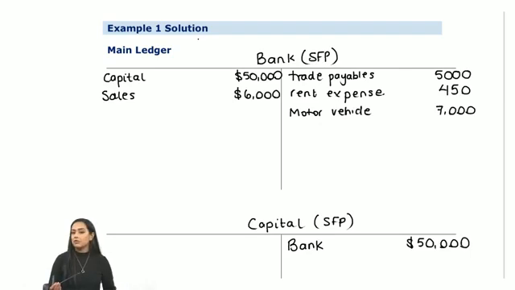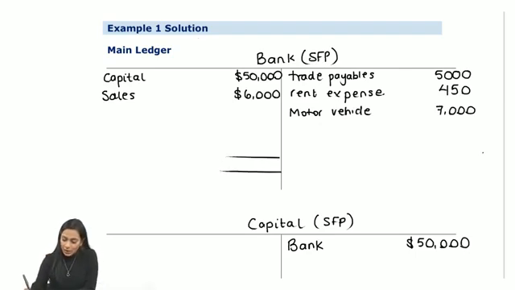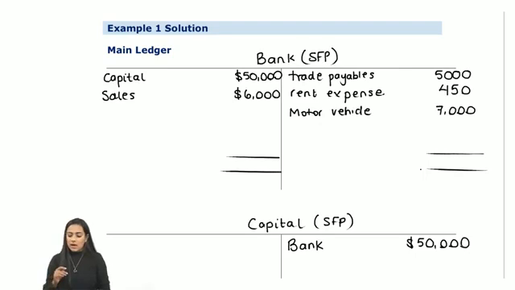But one thing you have to remember is that with SFP accounts, you will have a closing and an opening balance, but with SPL accounts, you just have a closing balance, that's it. All right? So let me show you how to do bank. What you do is you add down both columns, deciding which column has a higher total. So you can see clearly that the debit side had a higher total. So we write 56,000, 56,000.